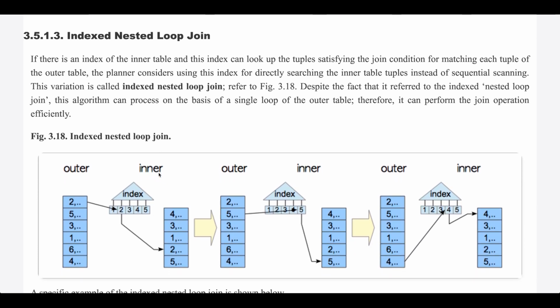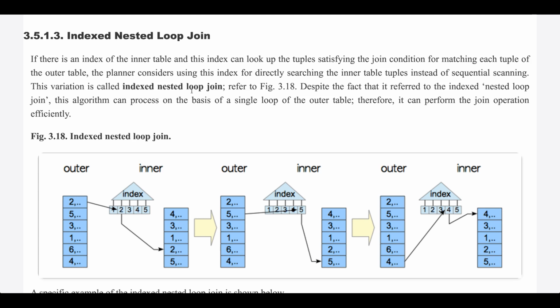3.5.1.3 Indexed nested loop join. If there is an index of the inner table, and this index can look up the tuples satisfying the join condition for matching each tuple of the outer table, the planner considers using this index for directly searching the inner table tuples instead of sequentially scanning. This variation is called indexed nested loop join.